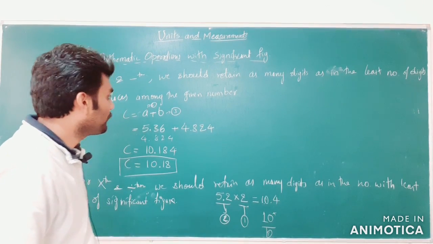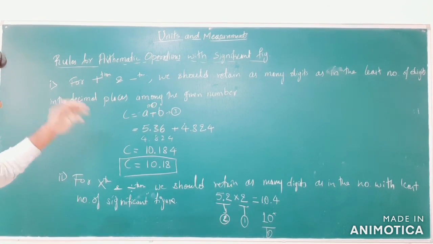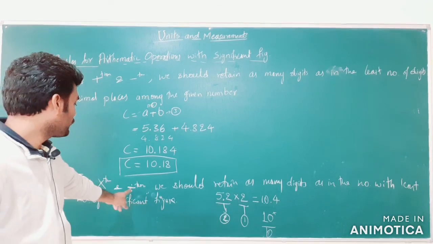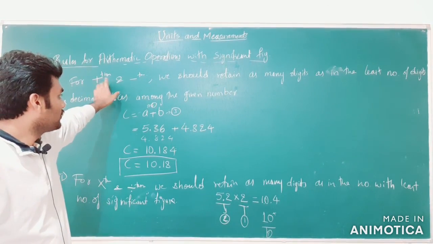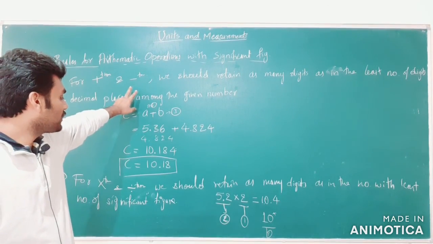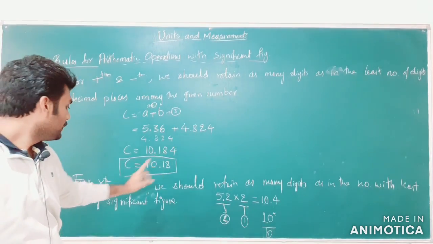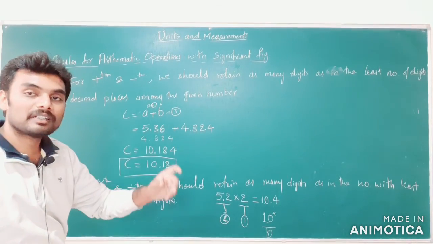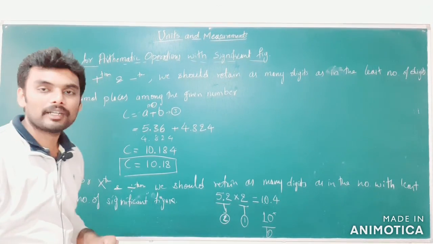So these are the rules which should be followed while considering the product or the sum. The same rule also follows for division, and the first rule also follows for subtraction. Addition, subtraction: least number of decimal places. Multiplication and division: least number of significant figures. Keep that in mind.